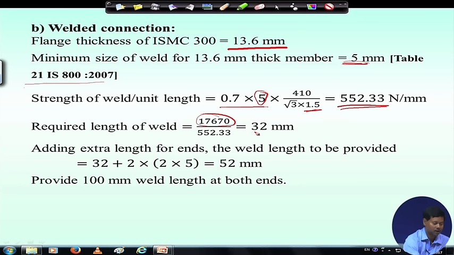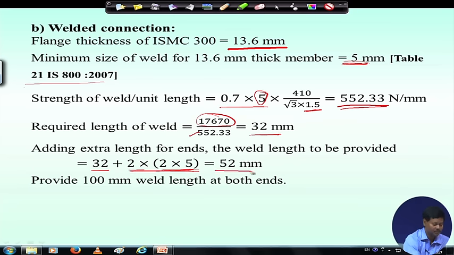So, the required length I can find out from this, force divided by strength of weld per unit length, right. So, 32 millimeter length is required. Now, we need to add some extra length because of the end return. So, 32 plus 2 into 2s, where the size of the weld is s. So, 2s at each end will be required extra. So, 2 into 2s will be the total.